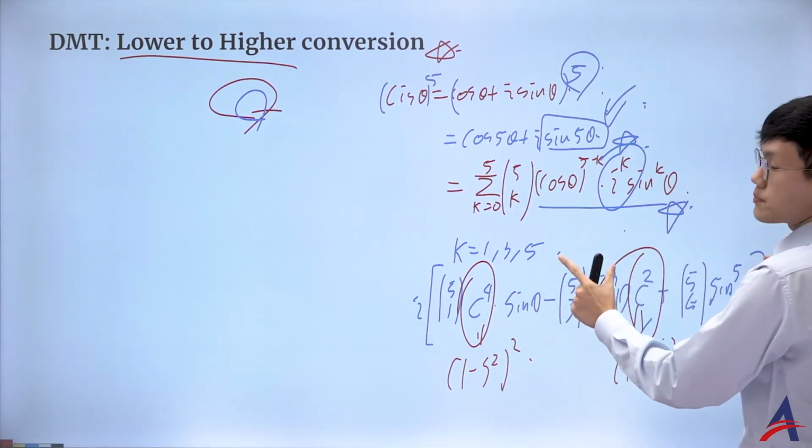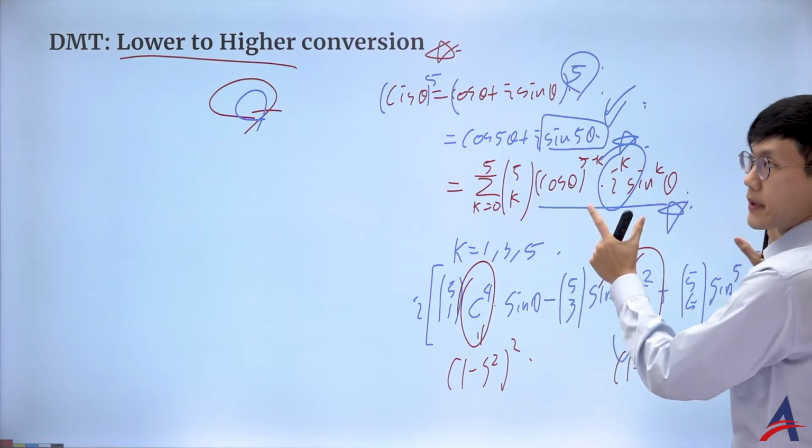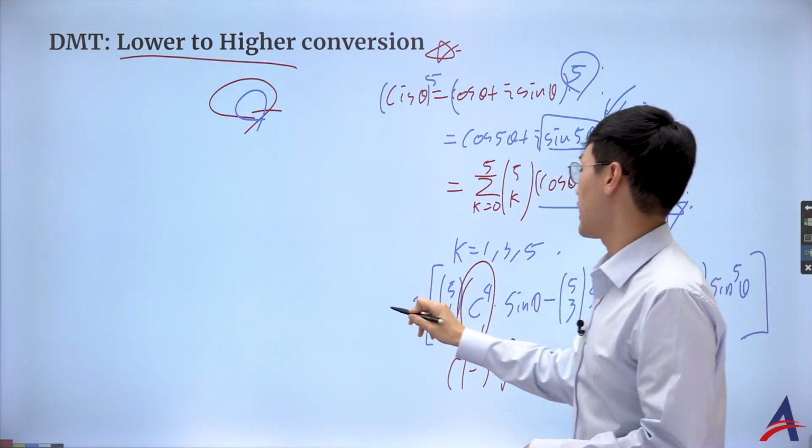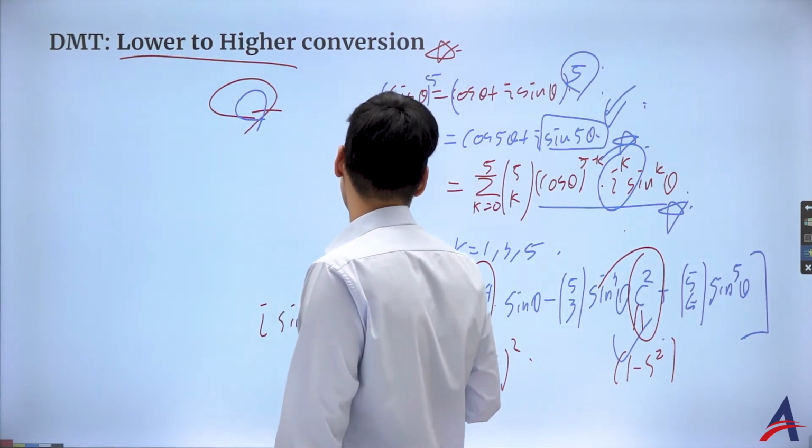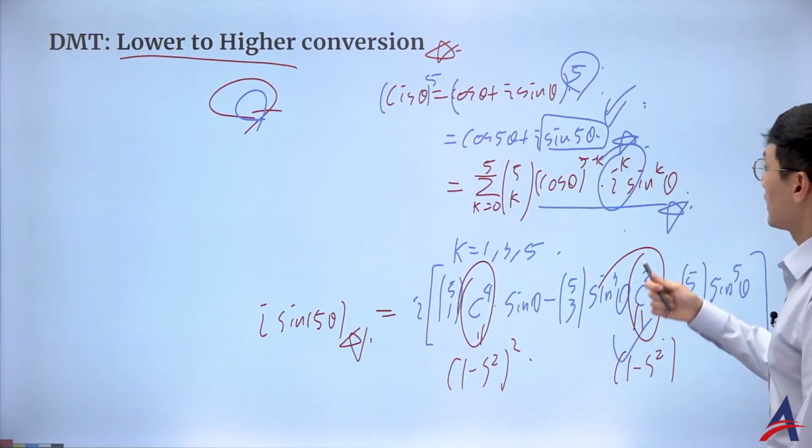And then what are you going to make this equivalent to? The imaginary part by the DMT. So that should be equivalent to i sine 5 theta is what I've got. Okay, so that is how we can approach this.